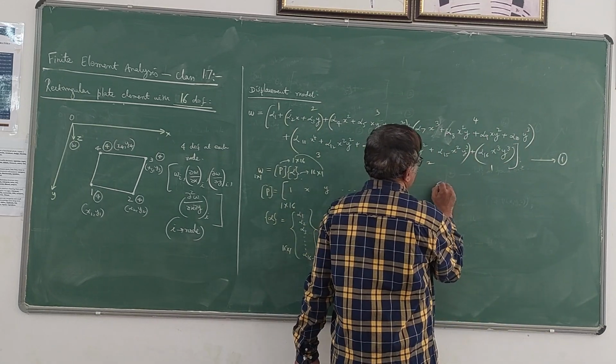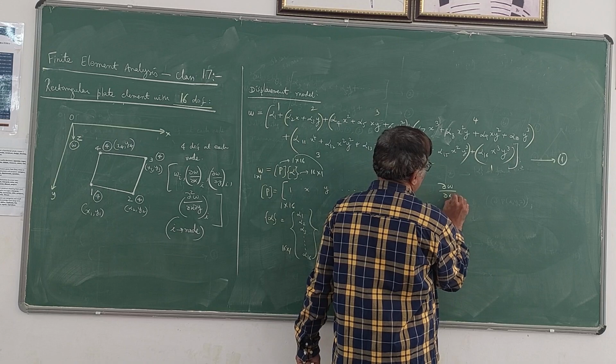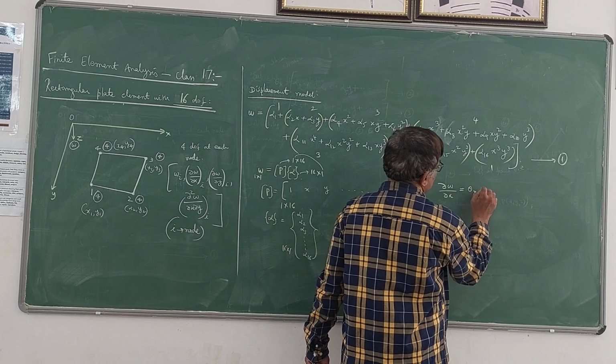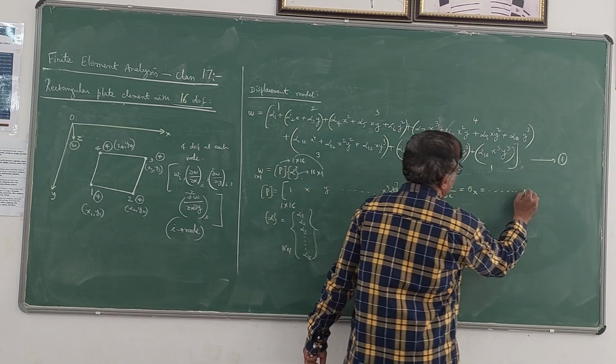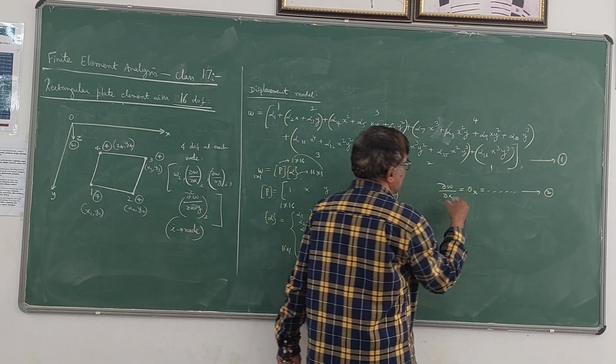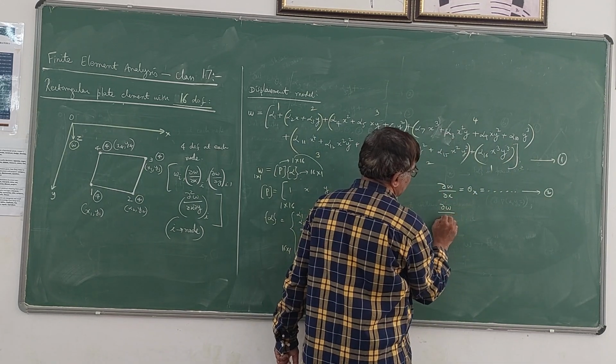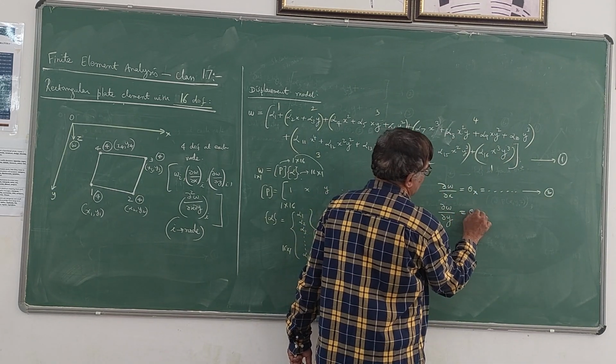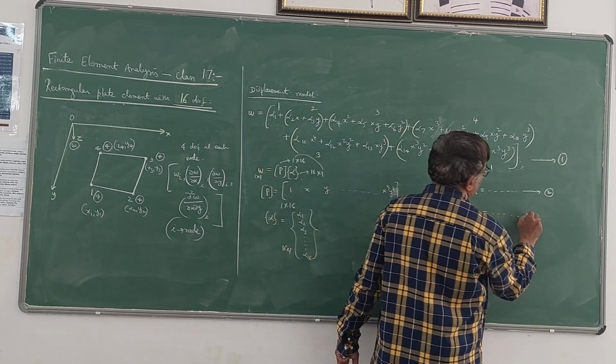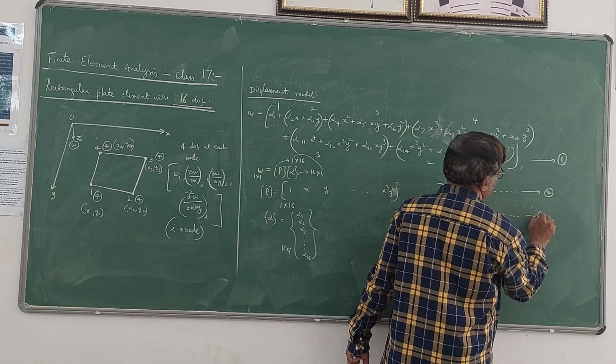So by differentiating that, with respect to x, you will get dou w by dou x, that is the theta x term you are going to get. You can call this as 2, by treating y as constant. Differentiating that partially with respect to y, theta y you are going to get. You can call it as 3, treating x as constant.